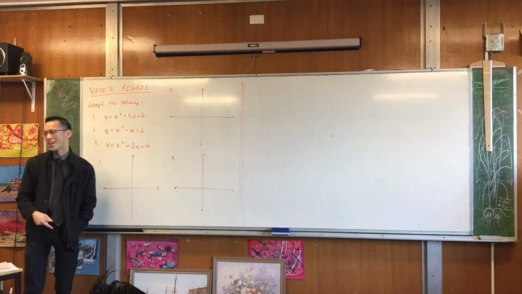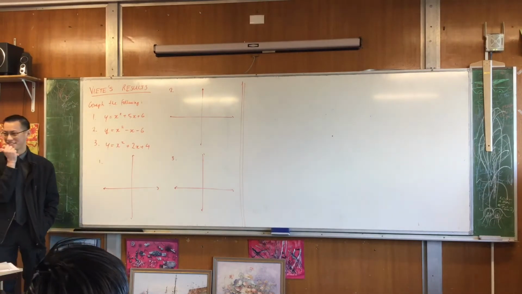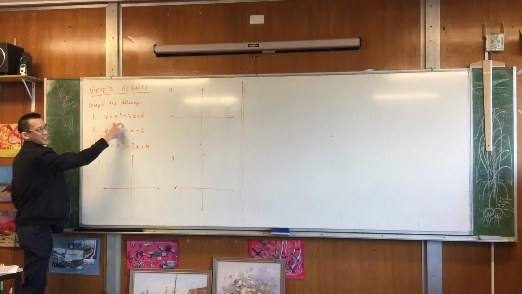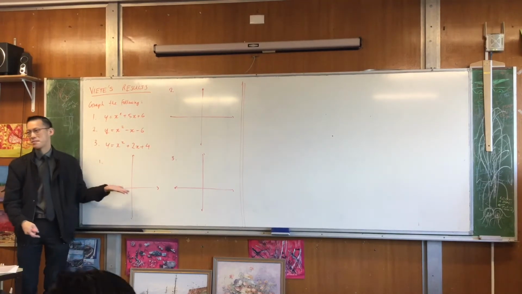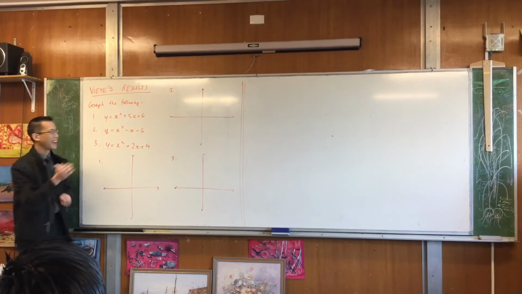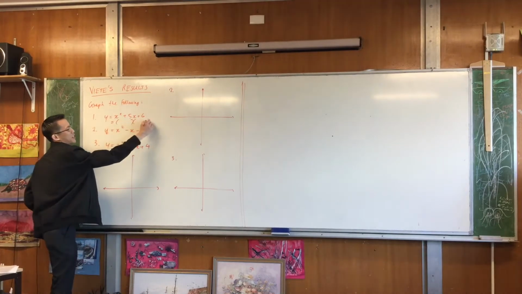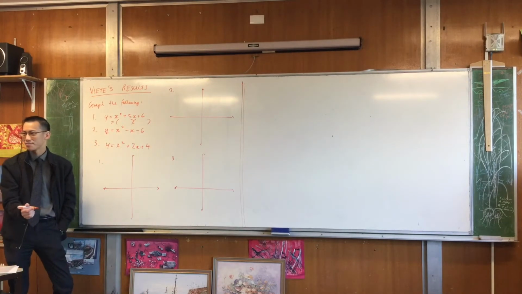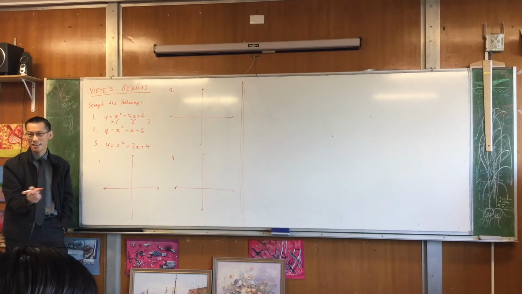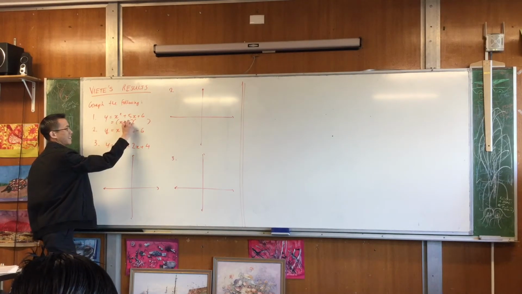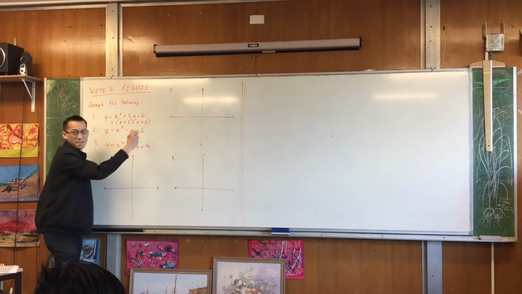What's the first thing you've done, for those of you who have actually gotten past drawing your axes, what's the first thing you've done to this to help you with getting a picture? Suggestions? Okay, so you've got a factorization, namely x plus 2 and x plus 3, right?